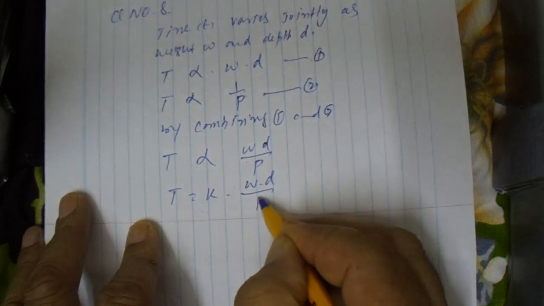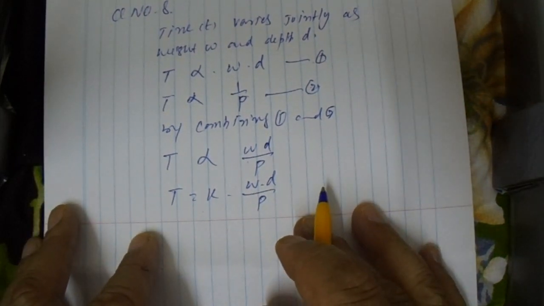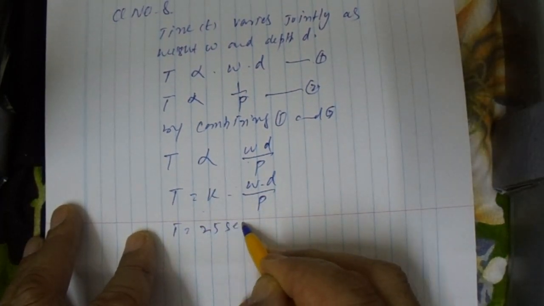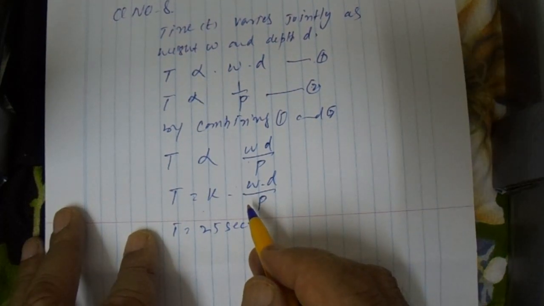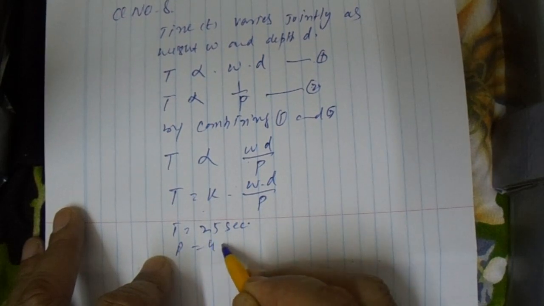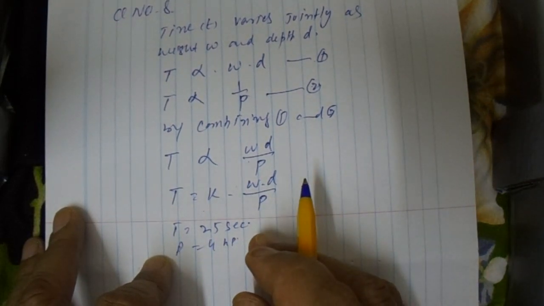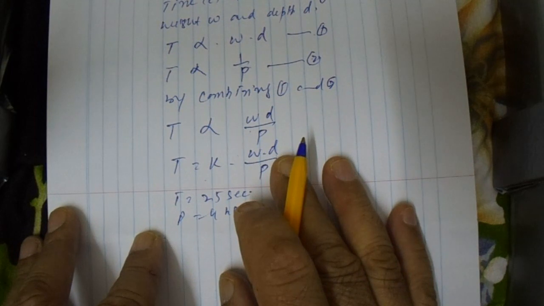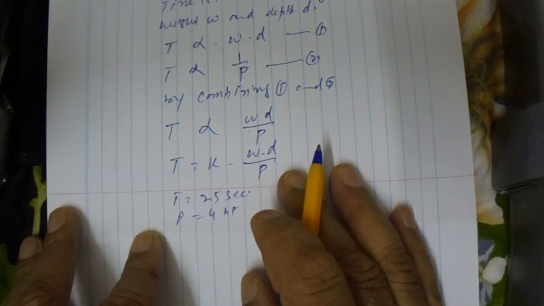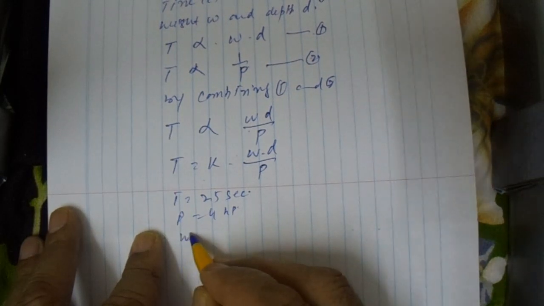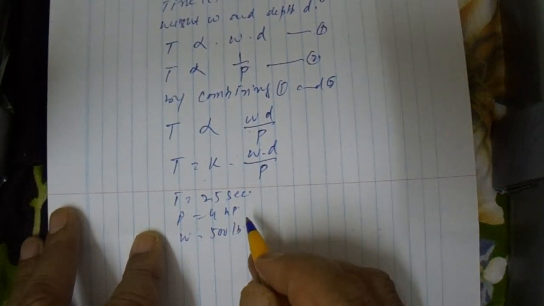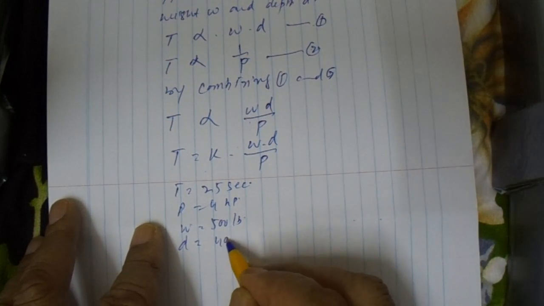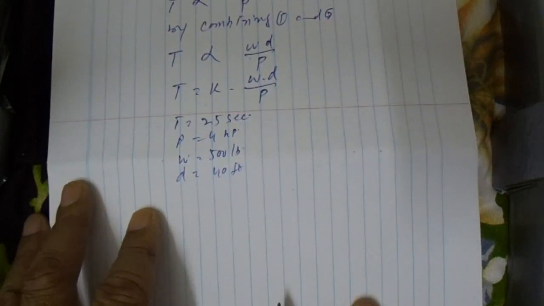The next portion of the question is: 25 seconds are required for a motor of power 4 HP to lift a 500 lb weight, W is equal to 500 lb, through a depth D equal to 40 feet. Now we put these values here and we get the value of K.